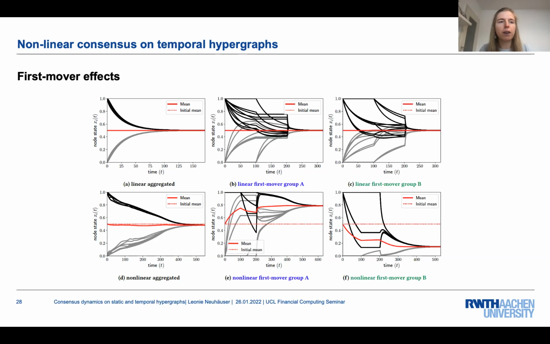And if we consider the opposite scenario where the B majority subgroups interact first, the shift occurs exactly in the other direction. And again, in the linear case, you wouldn't see anything.